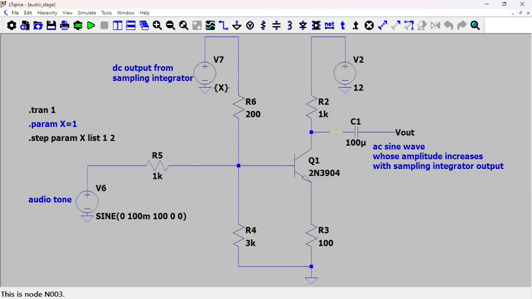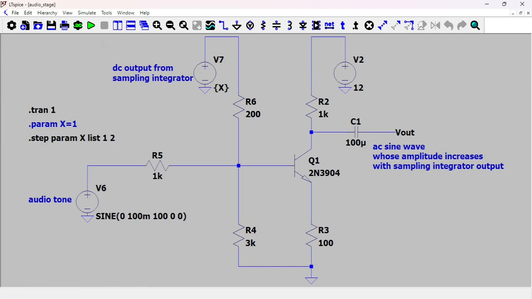So that's basically how it works. Here what I did is that I used a parameter. Parameter X is the voltage here, so that's my DC output. And I'm going to step over two values of that parameter using a list. First value is going to be 1 volt. Second value is going to be 2 volts. And we're going to look at the various voltages here.